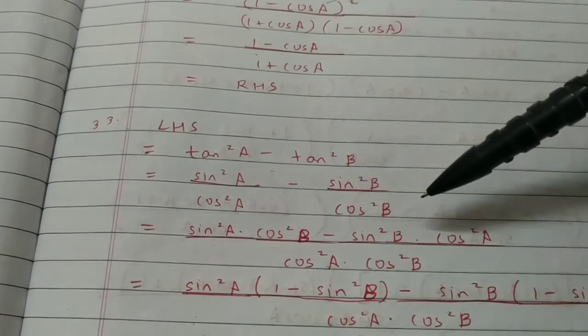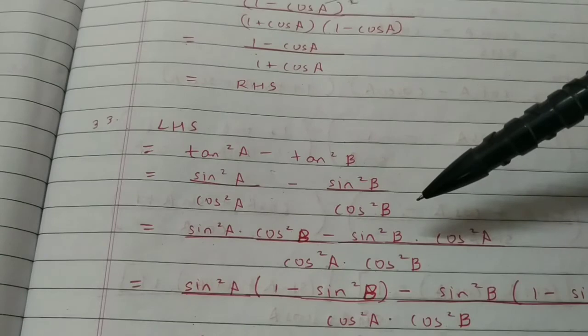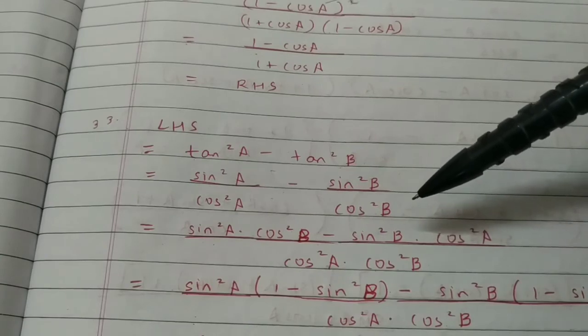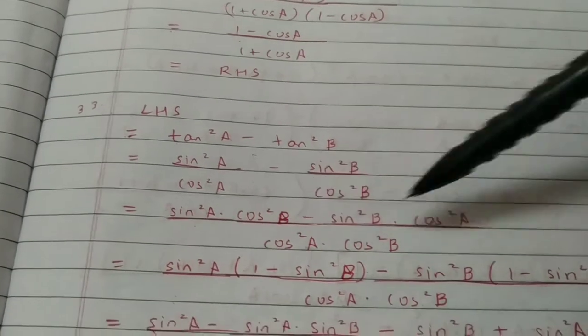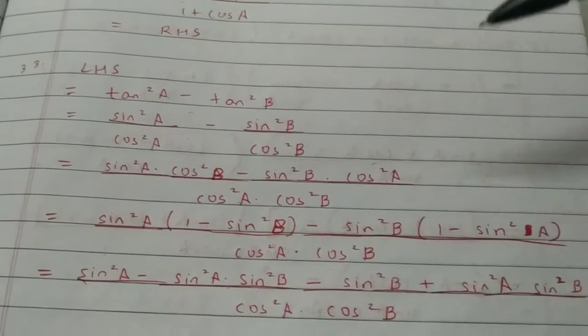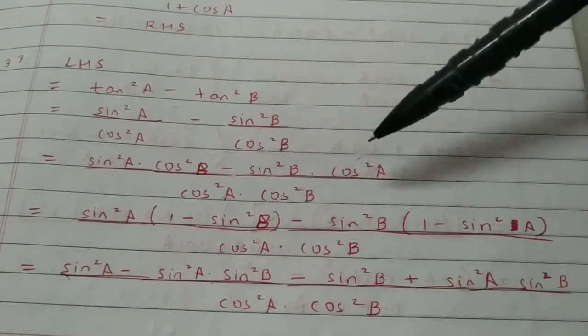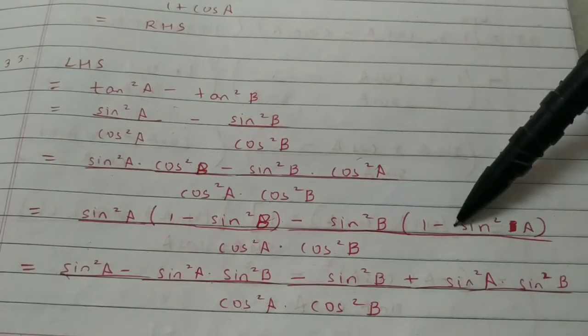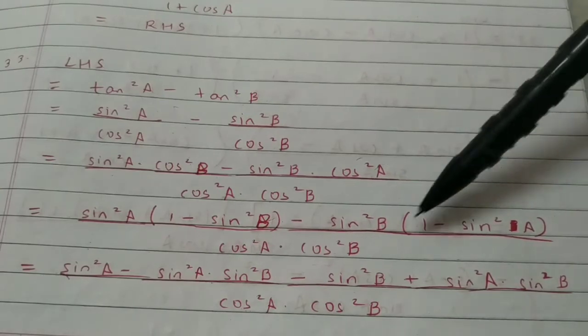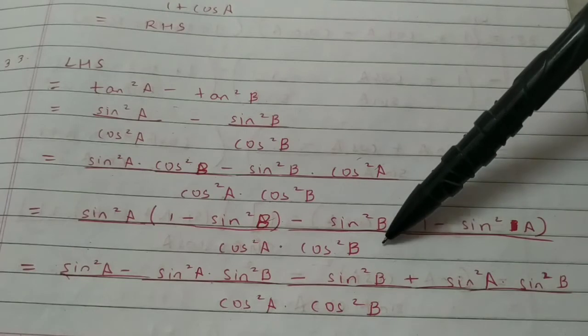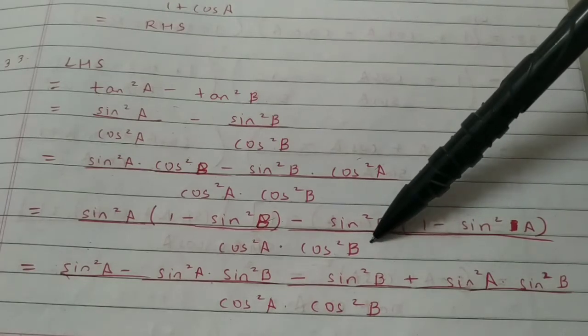Now, in the numerator of the RHS, we had only sine. So that's a hint to convert the cos's into the sines. So instead of cos square B, I wrote 1 minus sine square B. And instead of cos square A, I wrote 1 minus sine square A. The denominator will be as it is because this matches the denominator which is there in the RHS.